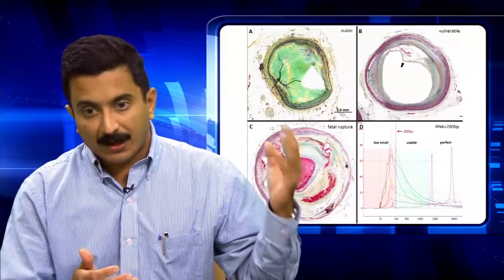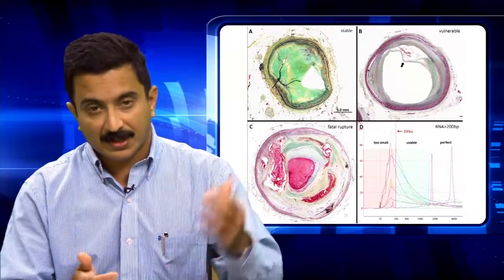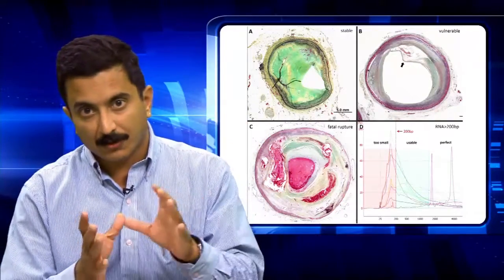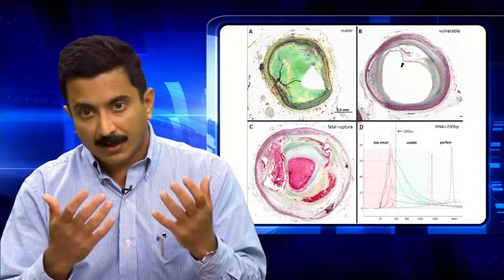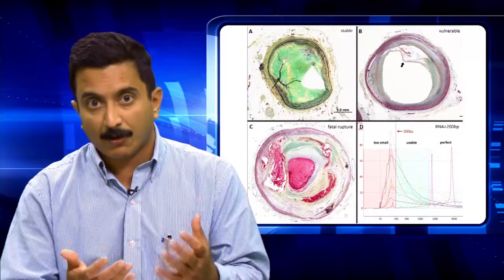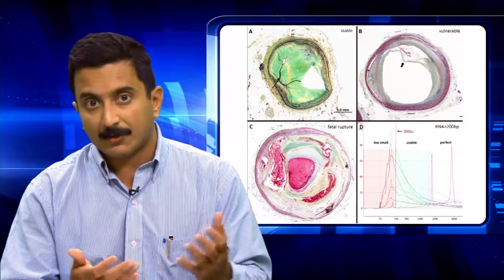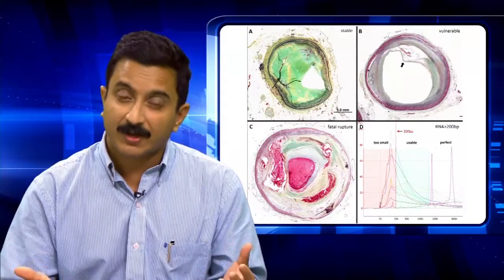And so in a vulnerable plaque, when that thin fibrous cap ruptures, what happens is what we see in panel C, where the contents of the necrotic core spill out into the lumen. And these usually form a thrombus, which occludes blood flow to the heart muscle, leading to a myocardial infarction, and unfortunately, most often a fatal myocardial infarction.